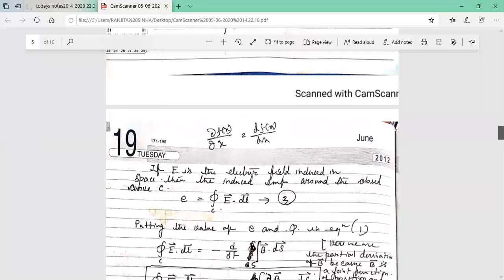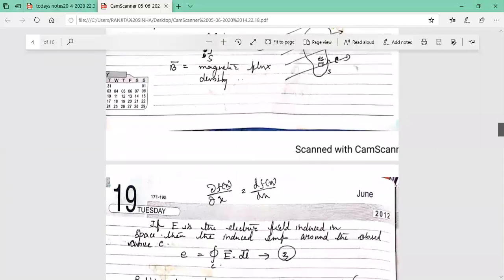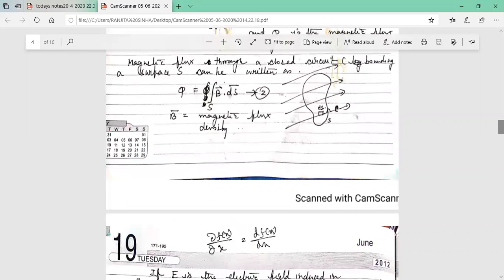So now we have phi equal to the surface integration of B dot ds. Here we have EMF equal to minus d phi by dt. And here we have the third equation, EMF equal to the line integration of E dot dl. This is the third equation. Now what we are doing is equating this to EMF, so equation 3 and equation 2.